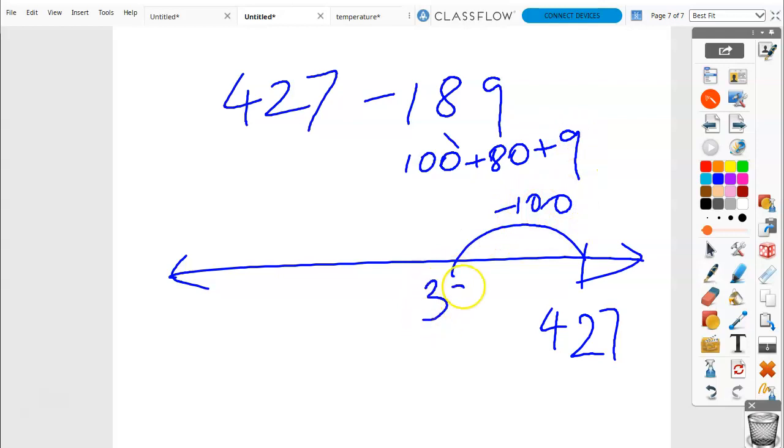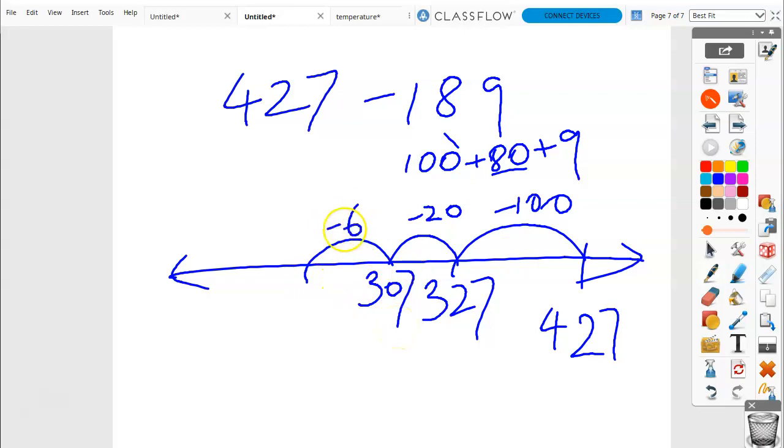That will become 327. Now we need to take away 80, but again, it's a big number to subtract, so I'm going to take away small chunks at a time. If I take away 20, it will become 307. Then I take away another 60, because together, this is 80. That will leave me 247.